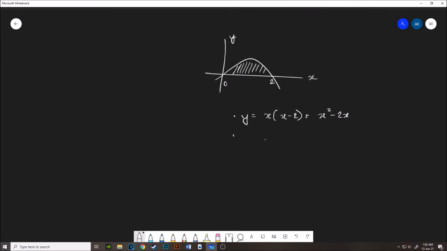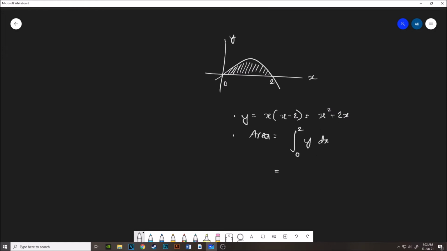So the formula for finding the area is basically the integration of your equation with respect to x, and for the limits you have to put these two limits, the places where your curve crosses the x-axis. The limit which is small should be below, that is 0. The limit which is larger should be on the top, that is the higher limit, that is 2.